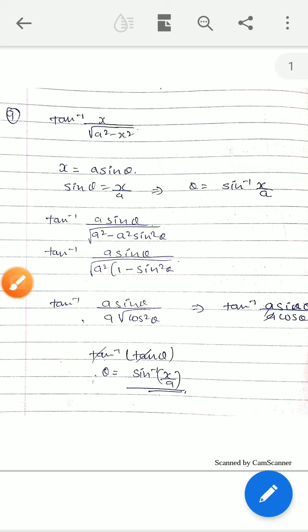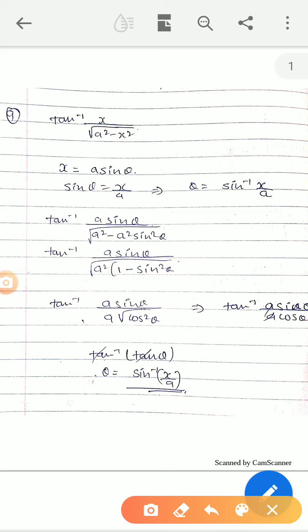Look here, understand this question: tan inverse of x upon root a square minus x square. Here you will suppose x equal to a sine theta. Okay, why do we suppose a sine theta? Because you can use this formula here.